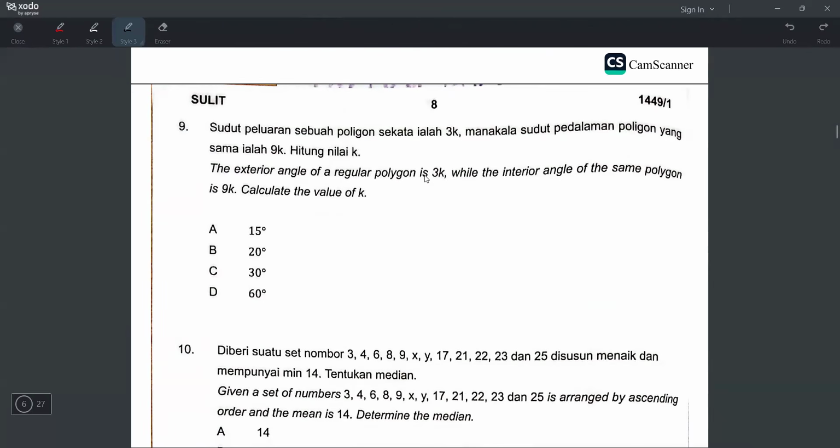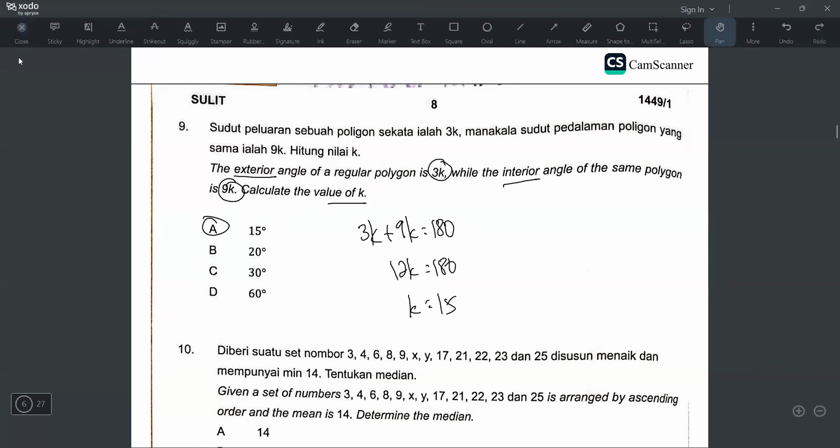Alright, number 9. The exterior angle of regular polygon is 3k. Okay, later I'll explain to you what is exterior angle. While the interior angle of the same polygon is 9k, calculate value of k. Okay, this is actually quite easy. They give you exterior and interior, calculate value of k. So what you have to know is the exterior angle 3k plus with the interior 9k will be 180. Yeah, so 12k is 180 and k is 15. So the answer is A.